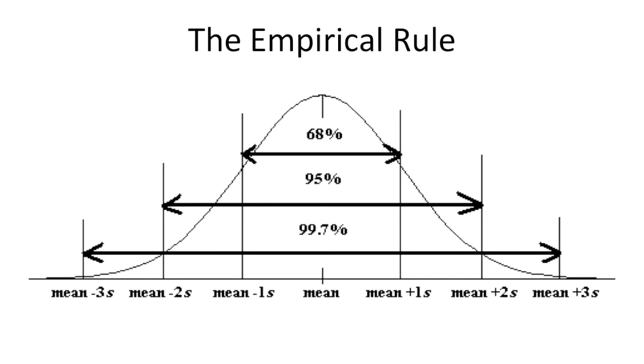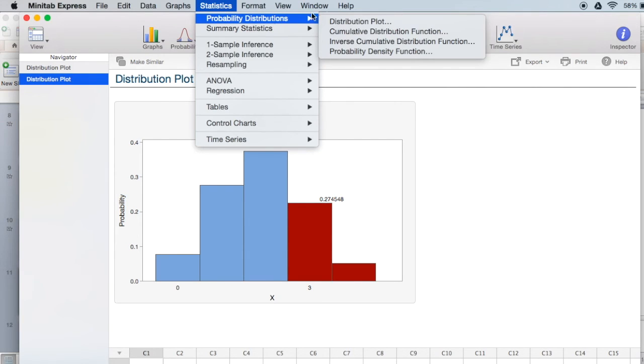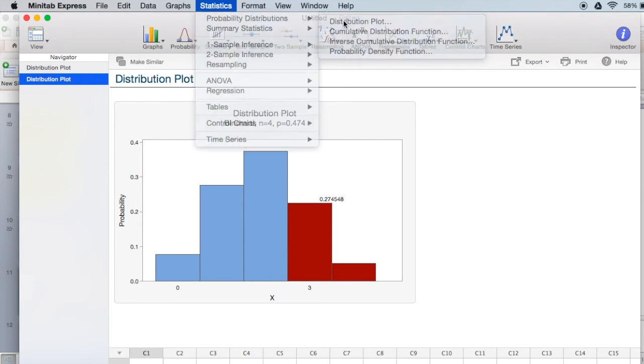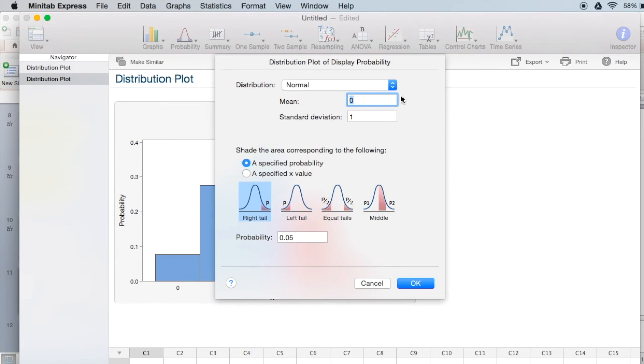I'm going to hop over to Minitab Express now, and I can show you how these values can map on to the standard normal distribution. Recall from earlier that a z-score is a measure of how far an observation is from the mean in standard deviation units. So we're going to make a probability distribution plot here for a standard normal distribution, which is the default in Minitab Express. It's a normal distribution, mean of 0, standard deviation of 1.